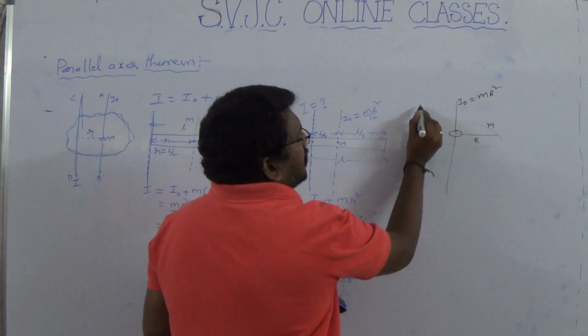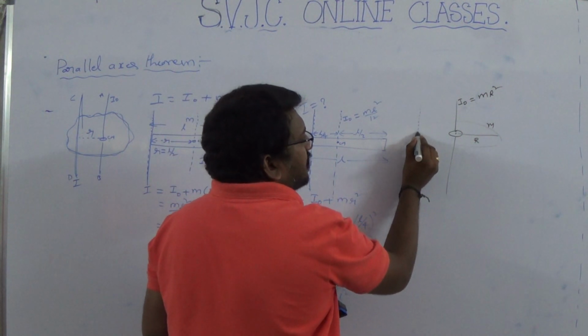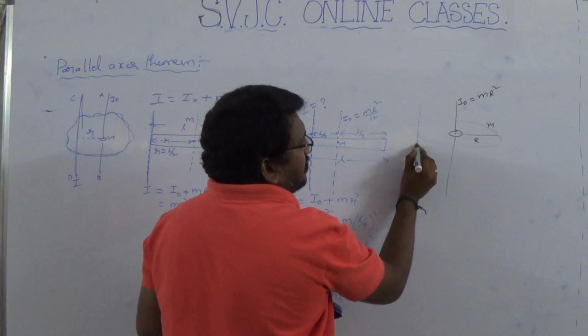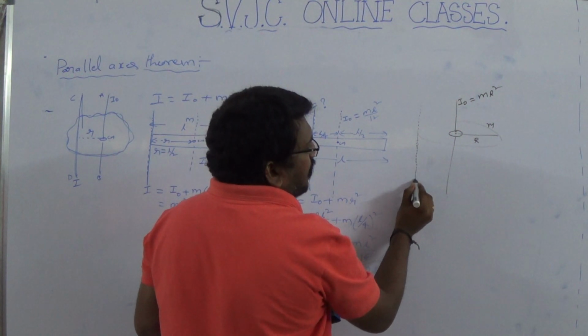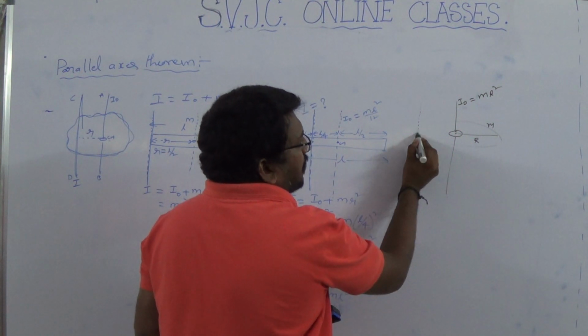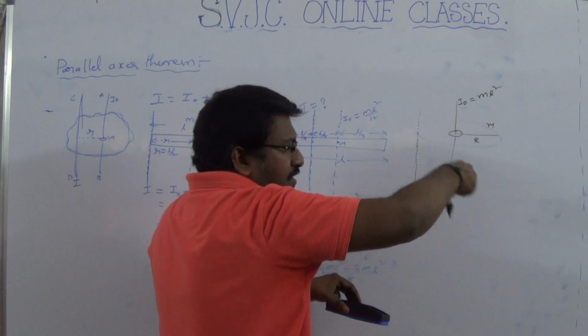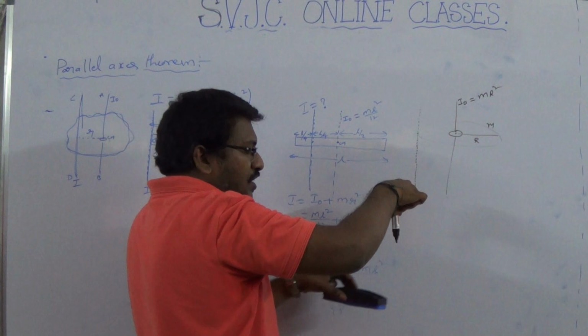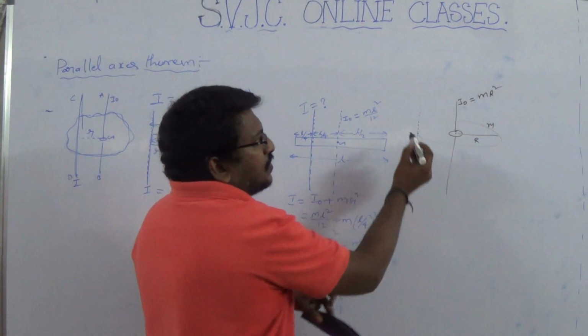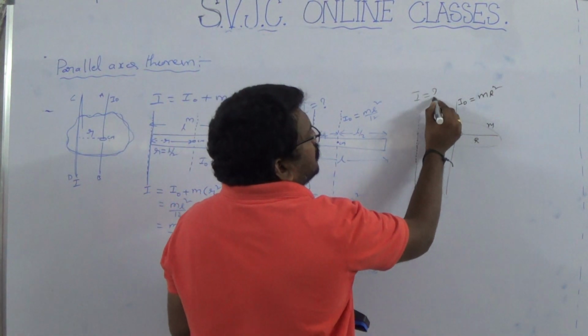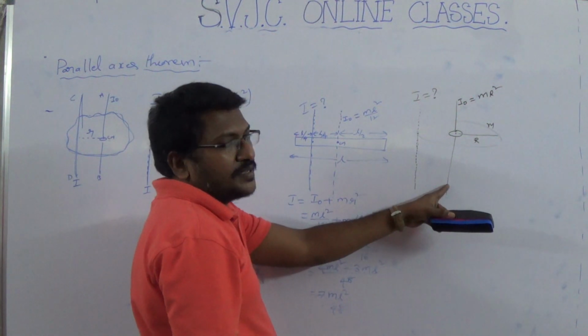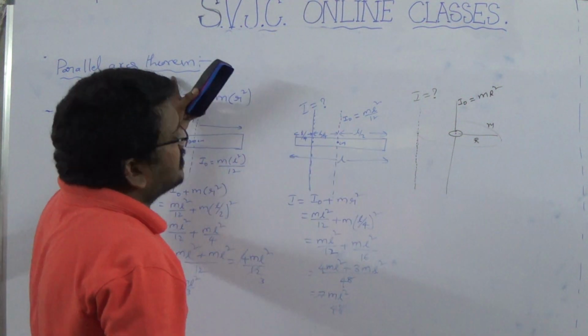Now I am asking what is the moment of inertia of this ring about an axis passing through one end, perpendicular to the plane. The ring is in the plane, and the axis is perpendicular and passing through one end. Again, these two axes are parallel. That's why we can use the parallel axis theorem.